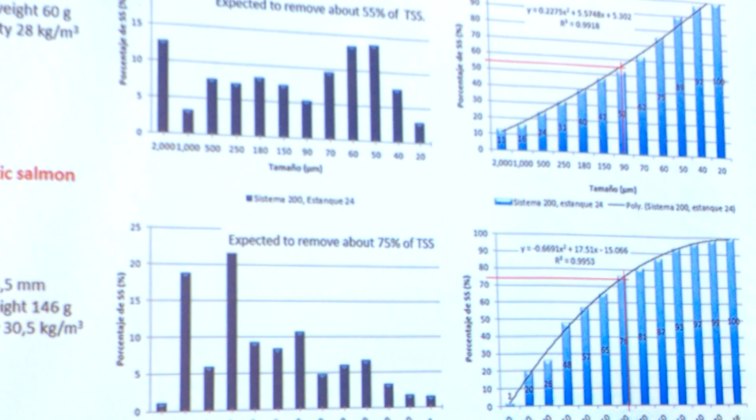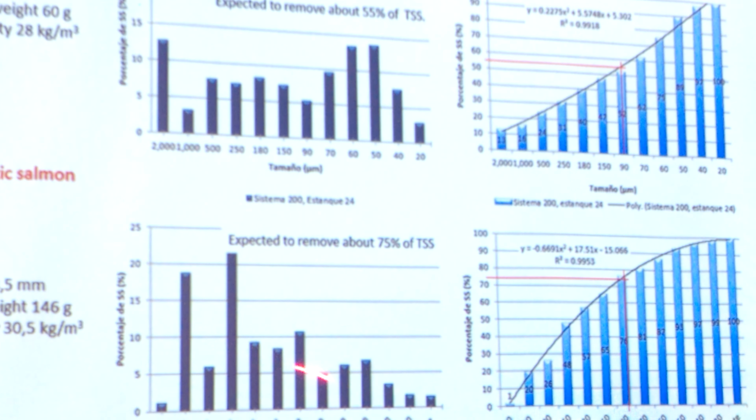Another research we were doing then moved into Atlantic salmon. I don't have much time to talk a lot here, but we did exactly the same. In this case, we sampled solids from fish fed with a 2 millimeter pellet. The fish were about 60 grams average size, and the density was about 28 kilograms per cubic meter. The other group was fed a bigger pellet because the fish were bigger, 156 grams average size, and the density was quite similar.